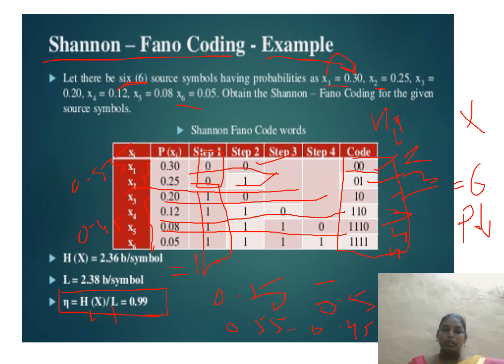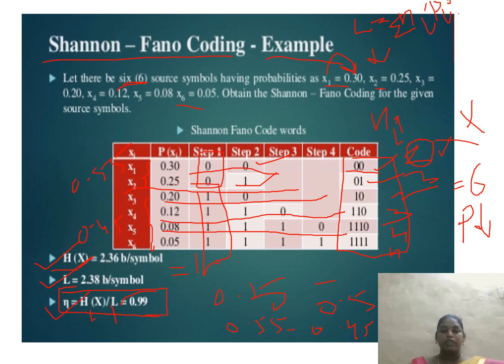Entropy, as we already know, is calculated with information content times probability. Then H of X will be known. Coming to the length, it is the length of each code word times its probability. So we calculate L as the summation of all the bits ni times pi: how many bits we have for the first symbol and what its probability is. Like this, we take the summation over all the symbols and get L. So we calculate H of X and L, and then finally we get the efficiency.